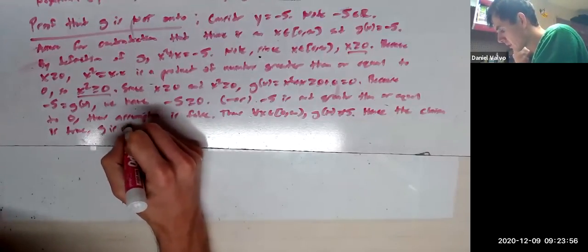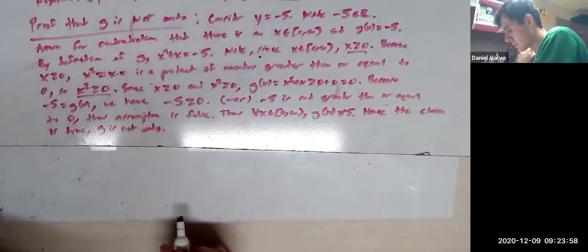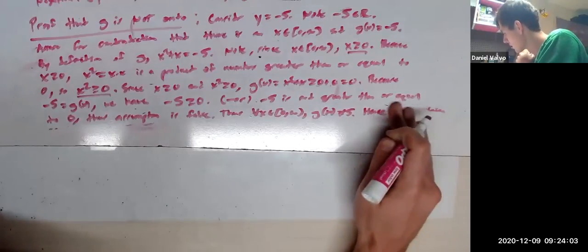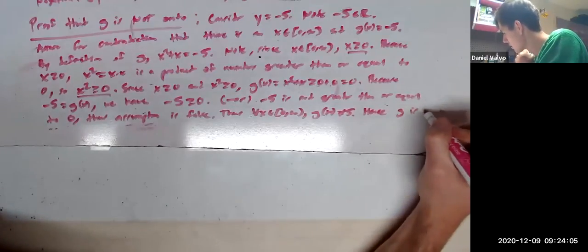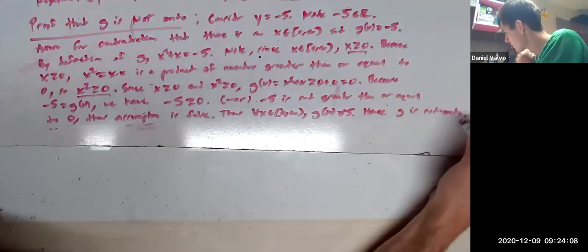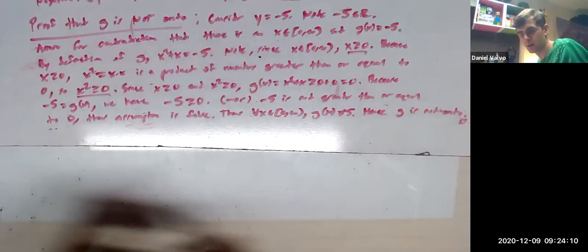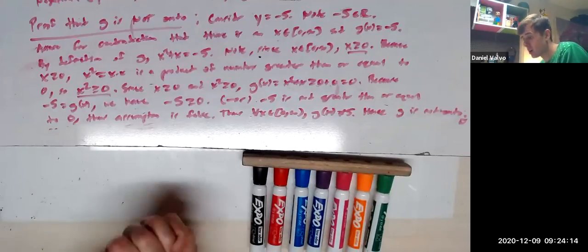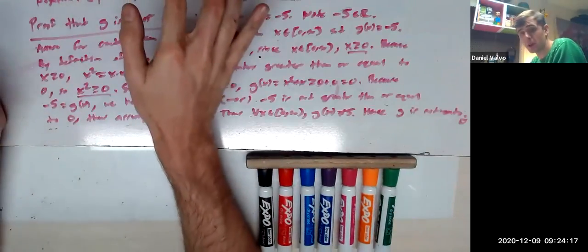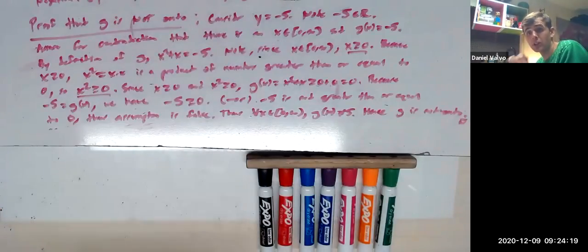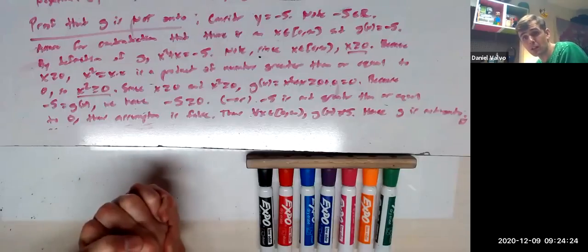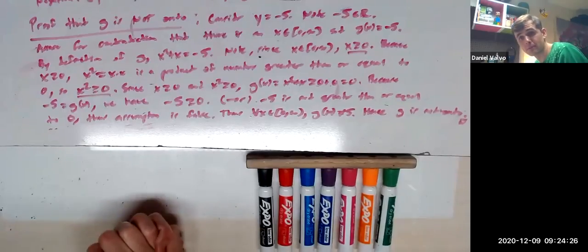G is not onto. There we go. So you prove that g is not onto by proving the negation of what it means to be onto. So proving something's not onto, you show that there must exist some value in the codomain that cannot be reached by g. No matter what you plug in, you can't get it. It's in a hard to reach spot.